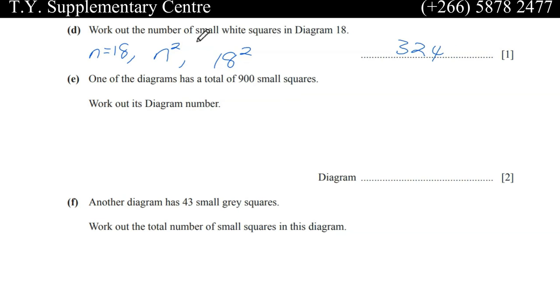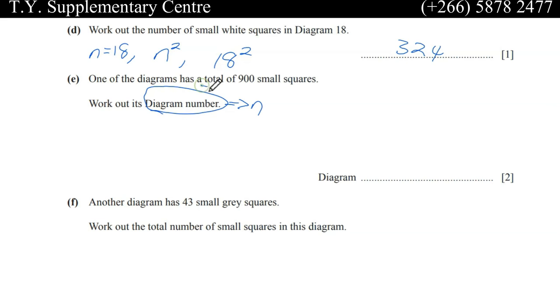So this will be the number of small white squares in diagram 18. Alright, let's move on to number E. One of the diagrams has a total of 900 small squares. Work out the diagram number. Remember, the diagram number in this case is n, so we want to find n.